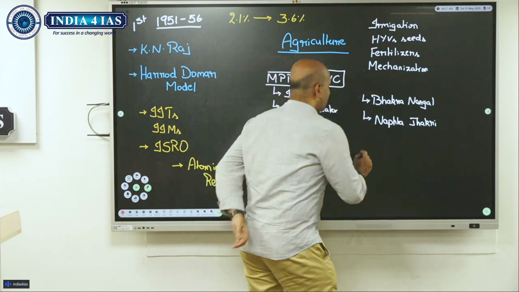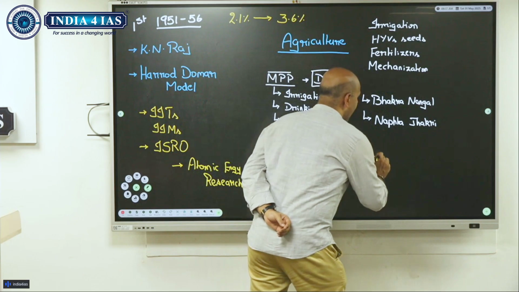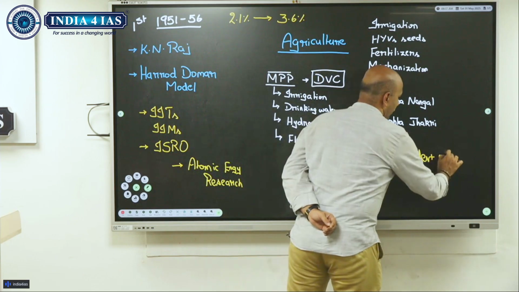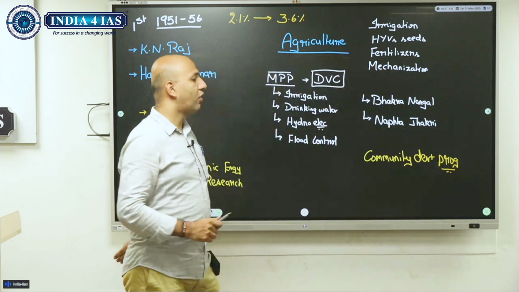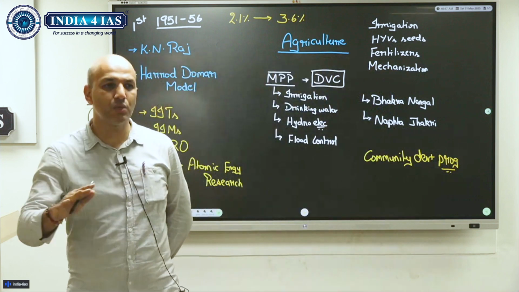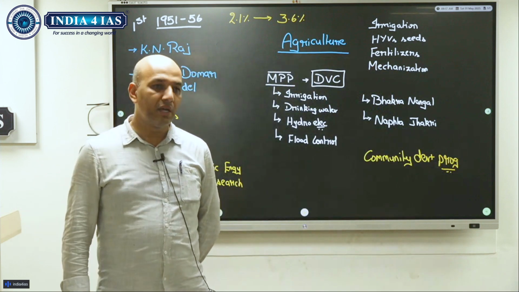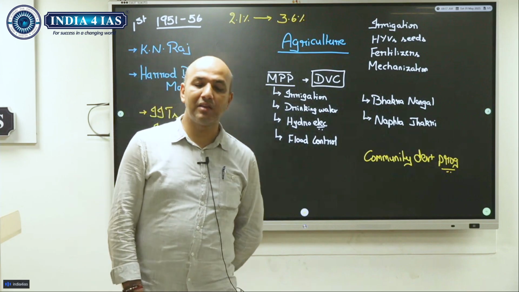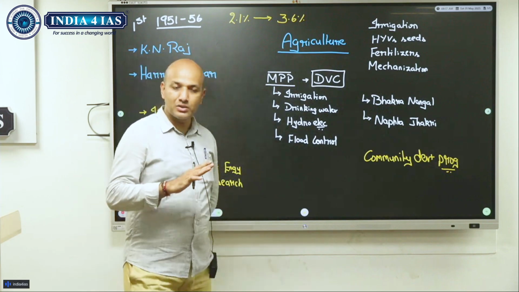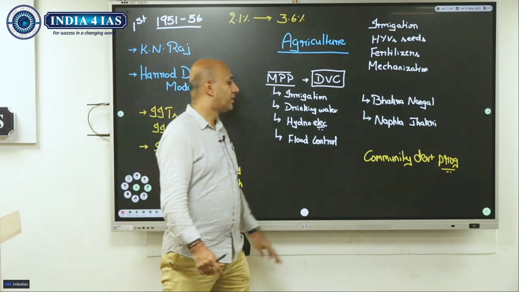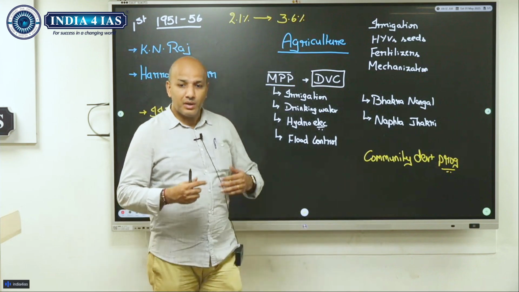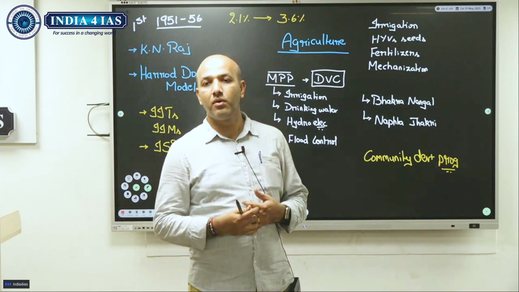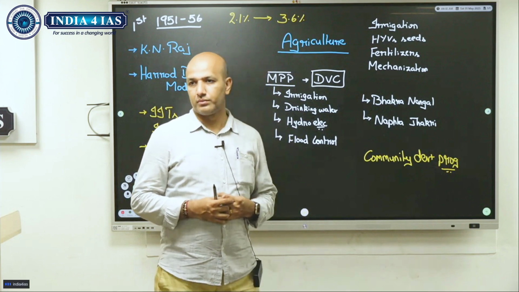Similarly, they also had launched a program called the Community Development Program. The idea of the Community Development Program was to ensure that there is grassroots level development, grassroots level effort towards development. Now, the Community Development Program took further shape with the idea of the Block Development Program also, right?